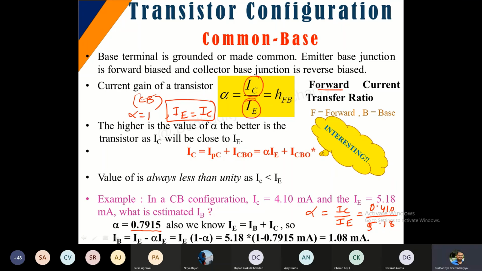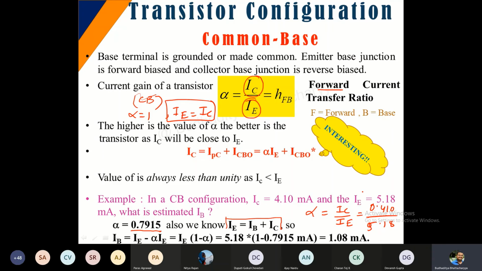Now, the question is to find IB. How do I find IB? It's a very simple equation. I told you IE equals IB plus IC is the core equation we are going to use. So IB will be nothing but IE minus IC. Here, IC is nothing but alpha IE. We have to consider that alpha IE. So we substitute everything and we get the final answer as 1.08.